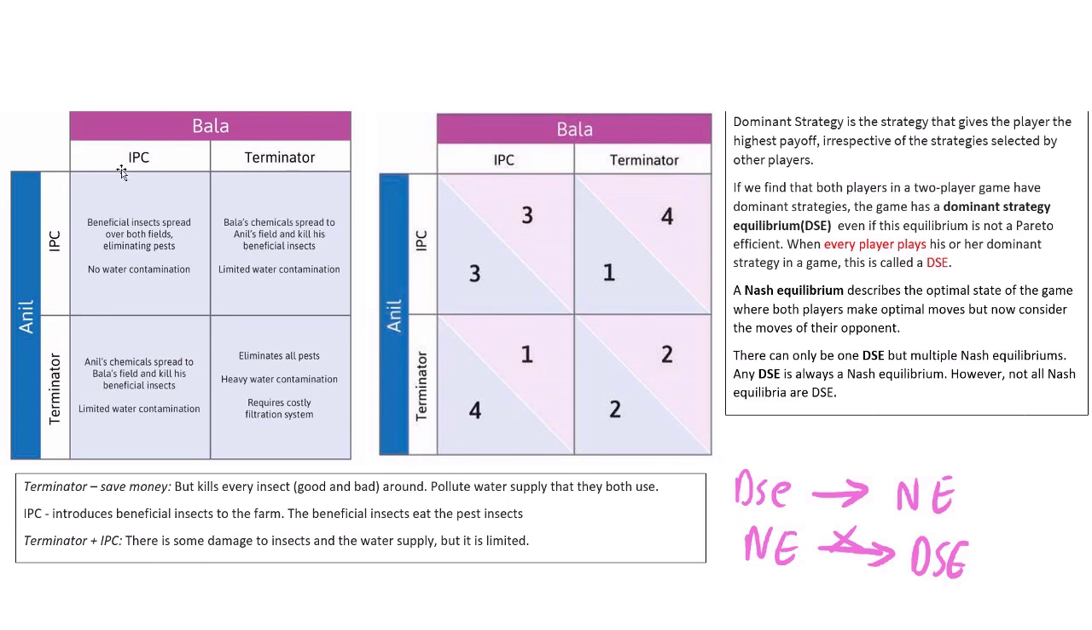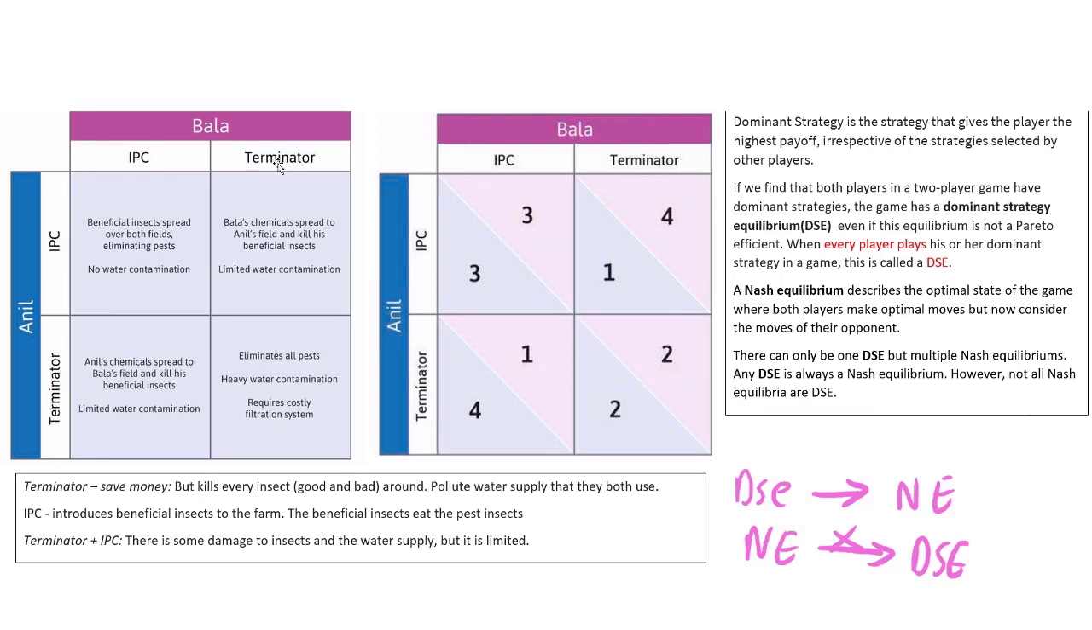In this situation, there are two planters known as Anil and Bala. They want to decide which pesticide they want to use. There are two pesticides for them to choose from. The first type is IPC and the second type is Terminator. So let's look at Terminator first. Terminator helps the planter to save money, okay? It kills every insect. This is a very vigorous pesticide. It kills all the good and the bad insects around.